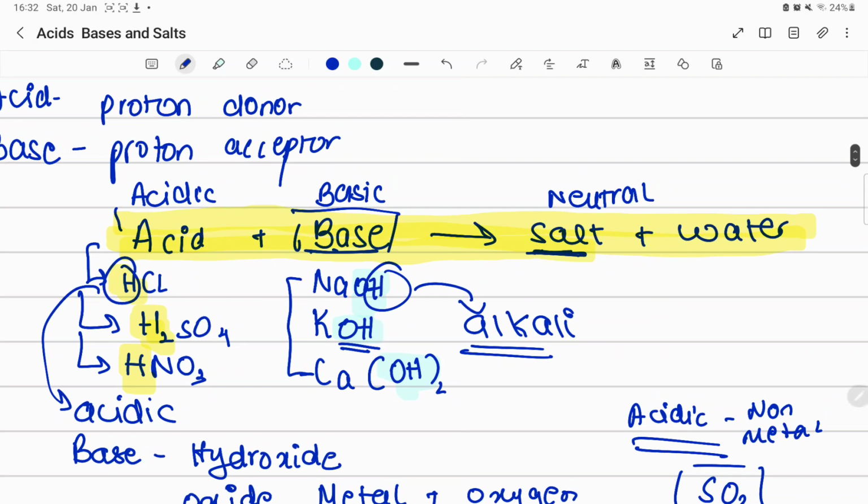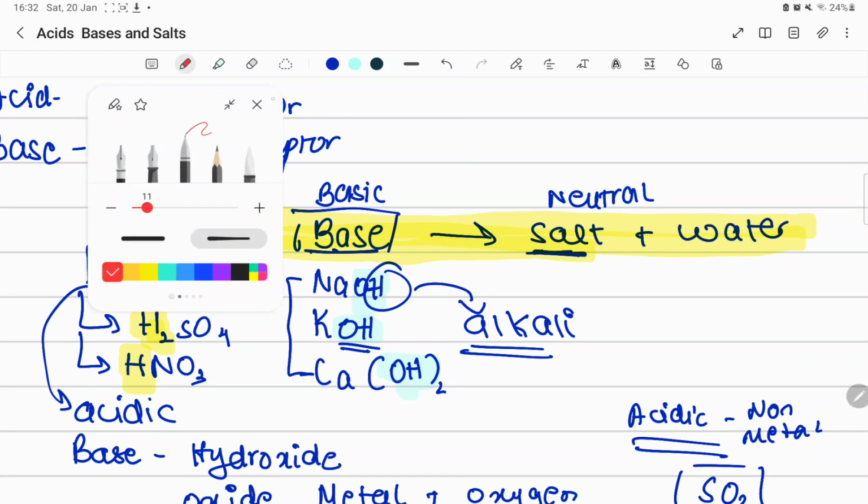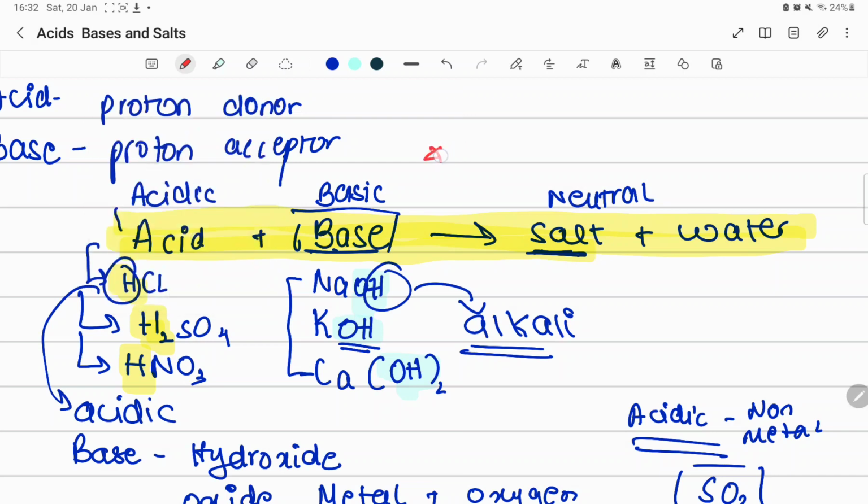One point that I need to mention really quickly, really importantly, is that this main reaction that you see here is called neutralization. Very, very important. This is the name of the reaction, which makes sense because you are forming a neutral substance. Therefore, it is called the neutralization reaction.